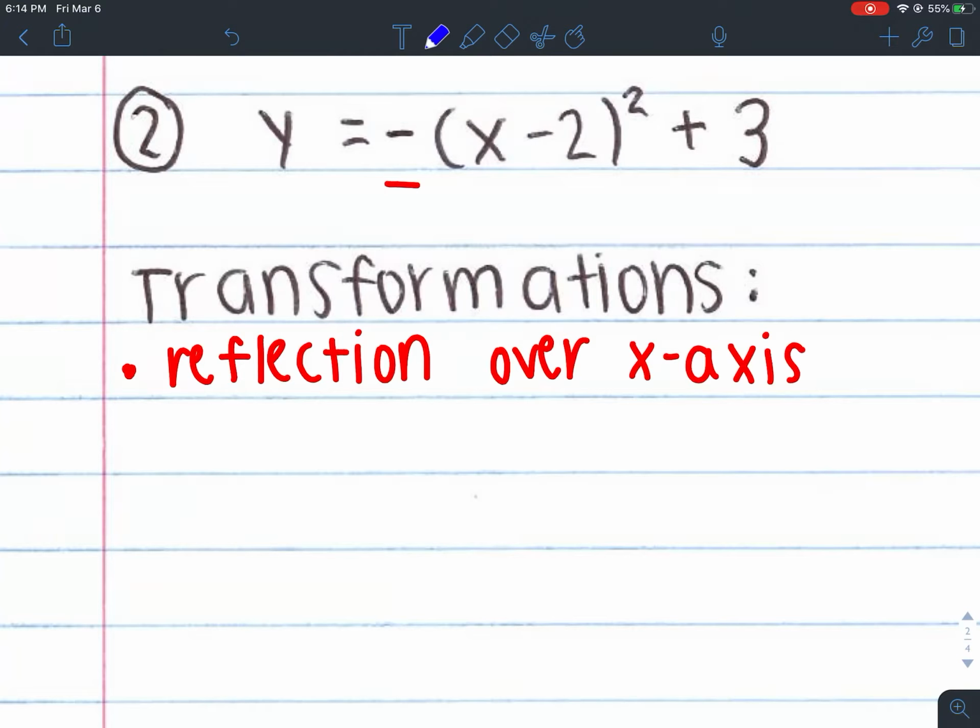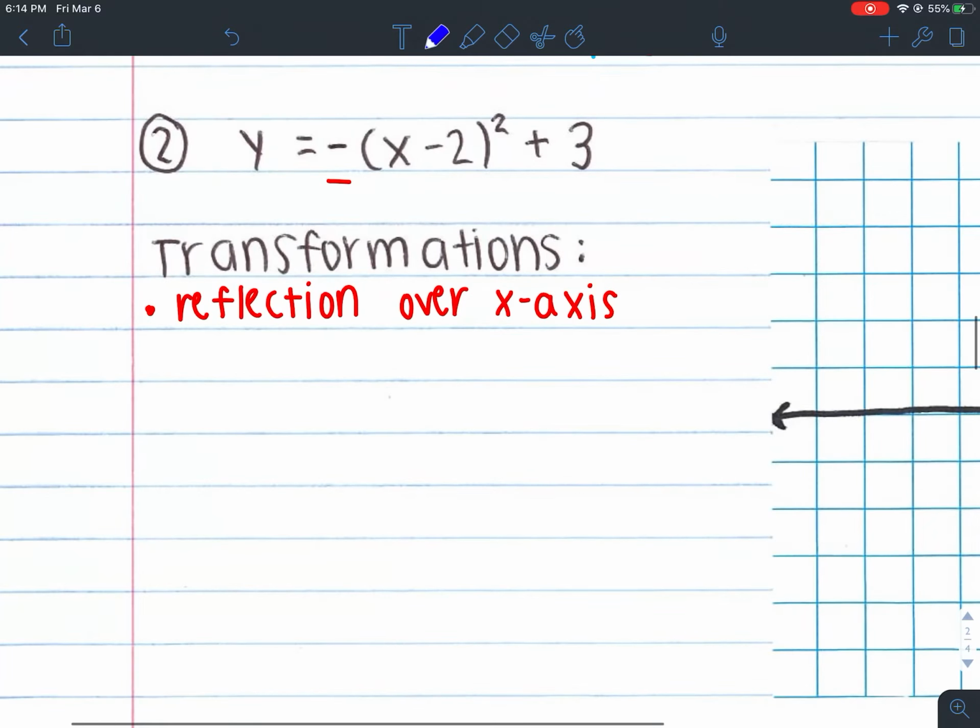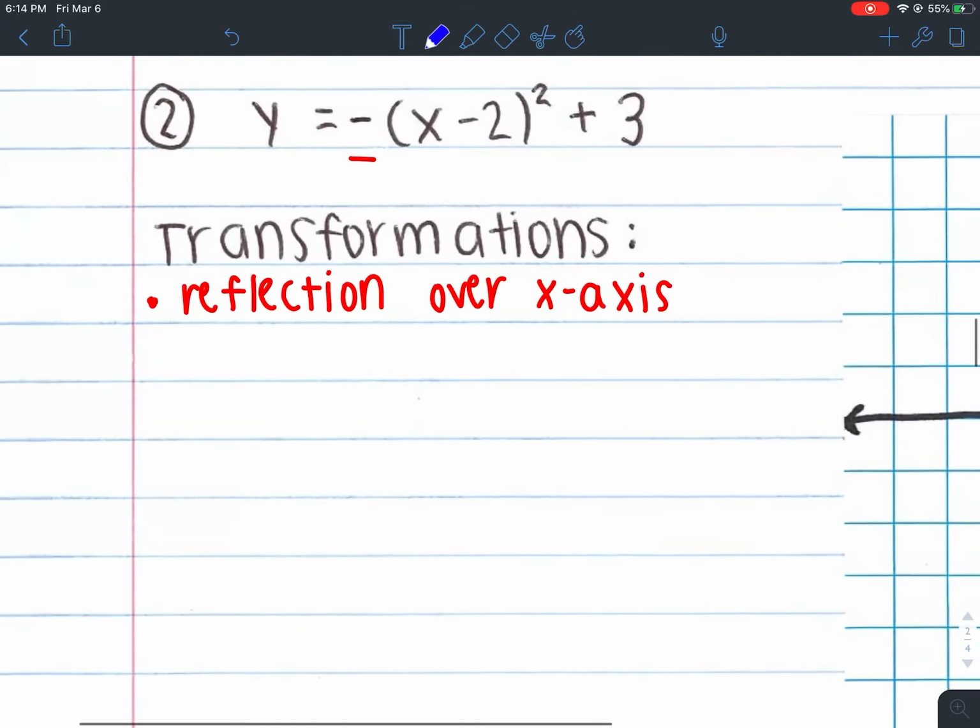Now, what's my a value here? It's just 1. So does my narrowness or wideness change? No, because in the parent function, a is 1. So nothing has changed about what my a value is. So there is no stretching or compression. There is no wideness or narrowness changing here.